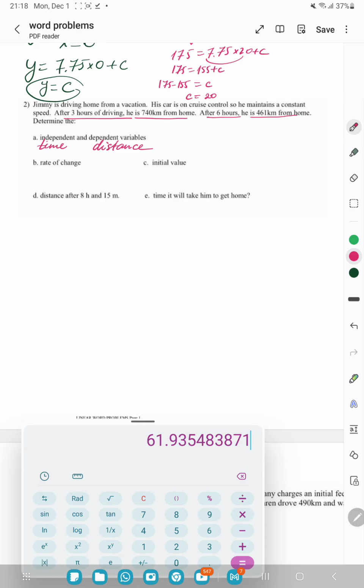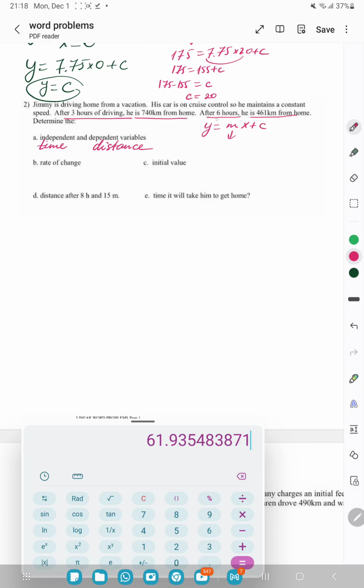So now, rate of change. What's our rate of change? Let's write our distance. Let's write y equals mx plus c. All right, for m, we have to find the rate of change, right? To find it, we can use the formula y2 minus y1 over x2 minus x1, it doesn't matter.